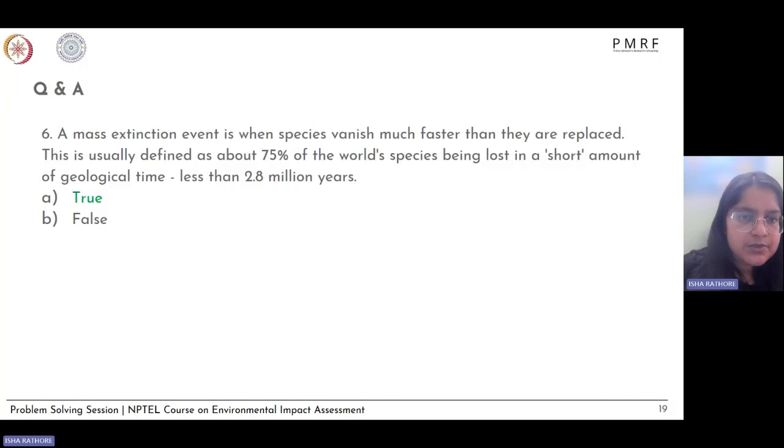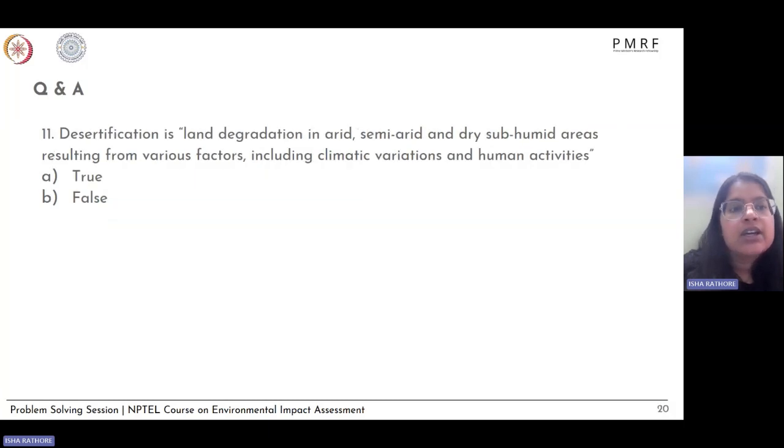So the given statement is true. That is a mass extinction event is when species vanish much faster than they are replaced. This is usually defined as about 75% of the world's species being lost in a short amount of geological time, that is less than 2.8 million years. Okay, moving on to the next question.